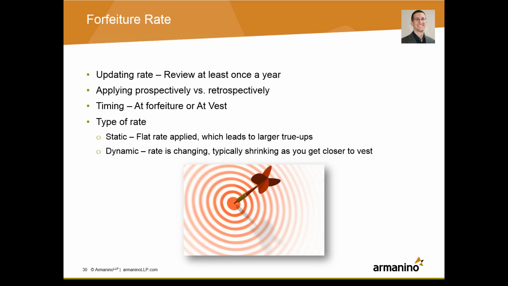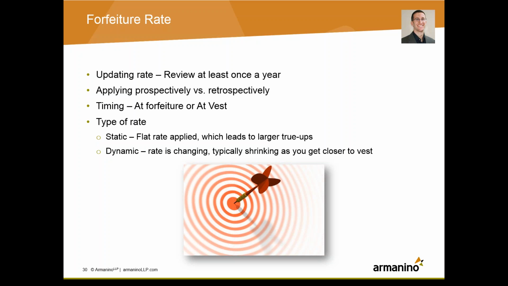One item, depending on the system you're using, you do want to be aware of the method, especially for those of you that use Equity Edge. There are 2 methods that system applies, at forfeiture versus at vest. One is reducing and reversing expense immediately upon a forfeiture, which I believe is the most accurate and in line with GAAP, versus doing it at vest, which means that if they terminate 6 months before they vest, we continue to accrue and don't take a true-up until they actually vest.